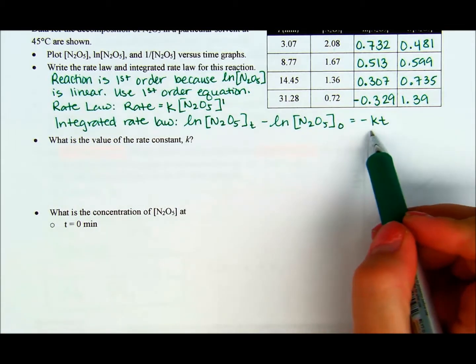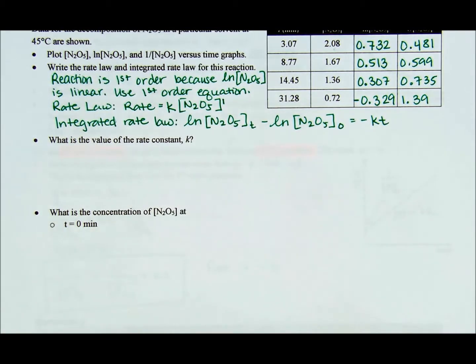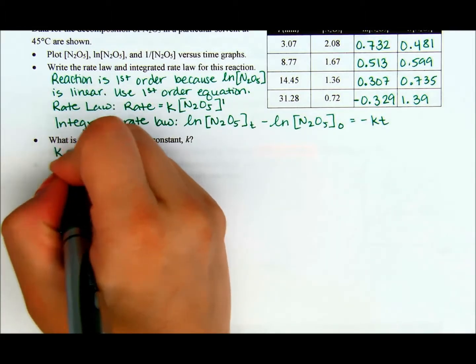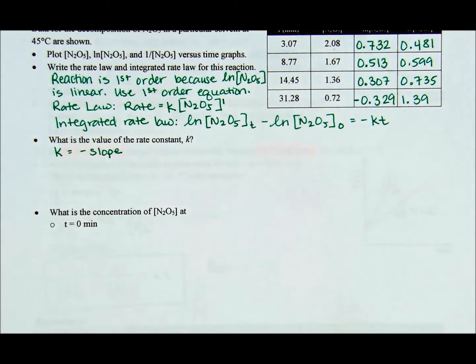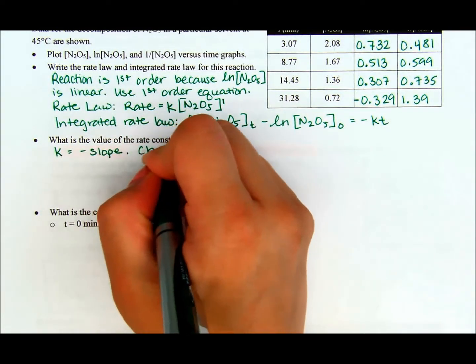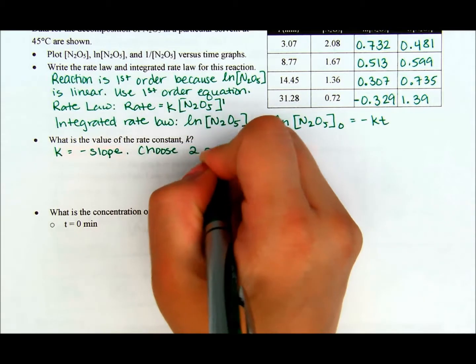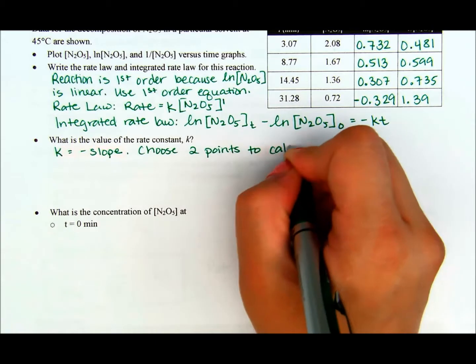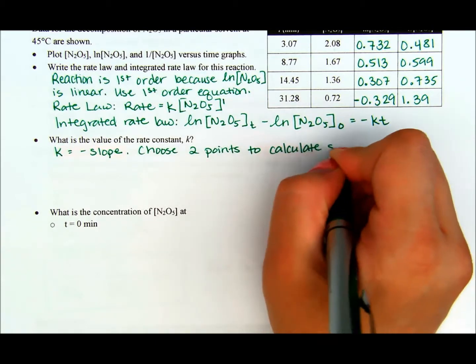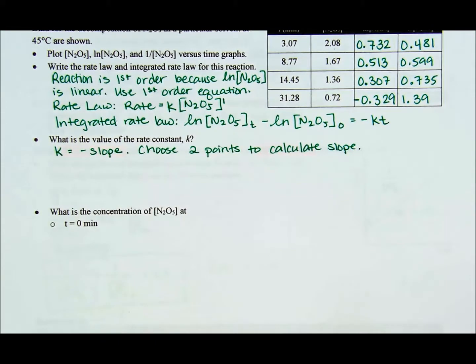Okay, next step, what is the value of the rate constant k? So now we're going to solve for k. Here you have to know that your k is equal to your negative slope. k equals a negative slope, or negative m, as we saw before. And we're going to choose 2 points to calculate slope. It doesn't matter which 2 points you choose.